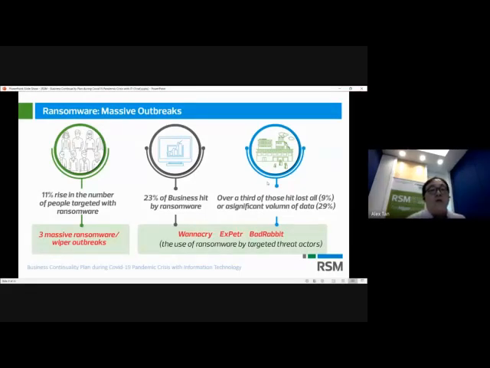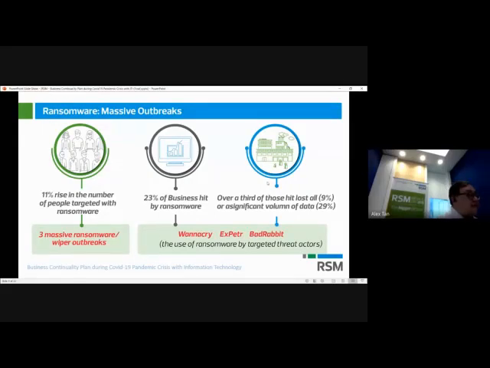So the next topic we were going to talk about is ransomware, which is the massive outbreaks that I believe everybody is aware of. Ransomware is one of the fastest growing malware attacks worldwide. Looking back at the year 2017, a new variant of ransomware called WannaCry made a sudden debut and spread worldwide, crippling computer systems in more than 150 countries.